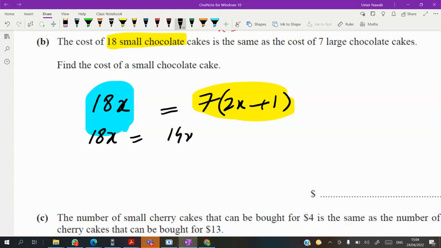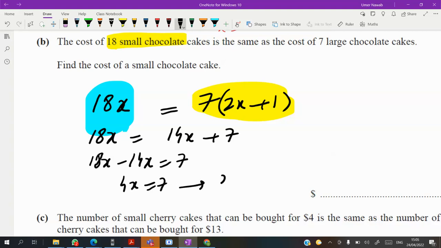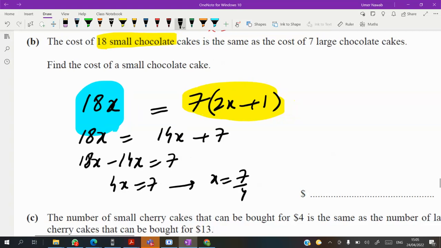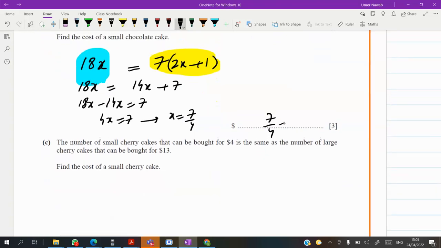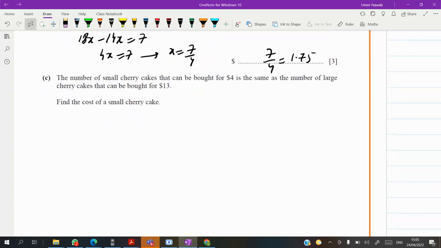So we put them equal to each other, we get another linear equation. 18x is equal to 14x plus 7, and then 18x minus 14x is equal to 7. So 4x is equal to 7, and x is equal to 7 over 4. That's the final answer, right? Or if you want to write it in decimal form, you can write it as $1.75.